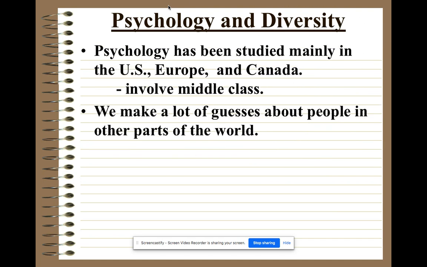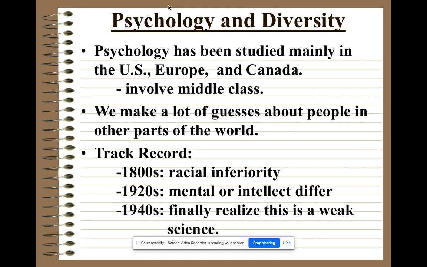Now, psychology does not have a great track record with diversity. And the reason for that is it's mainly studied in those white, middle-class countries that are in the United States, in Europe, and obviously Canada. And so early on in the science of psychology, we made a lot of guesses about people in other parts of the world. They actually believed that people that live in the southern hemisphere were called antipodes.